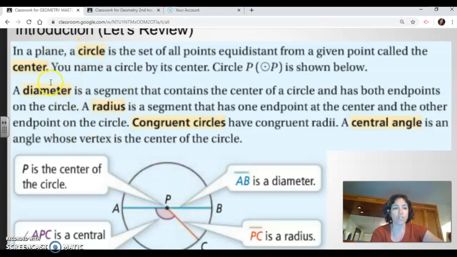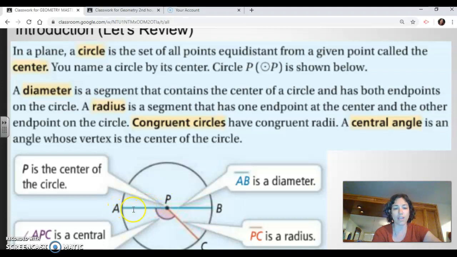A circle, the shape of it, is all points equidistant to the center point. We went over that towards the beginning of the semester. The diameter is all the way across, going straight through the middle of the circle. The radius is only halfway. A central angle is anything that starts at the middle of the circle.